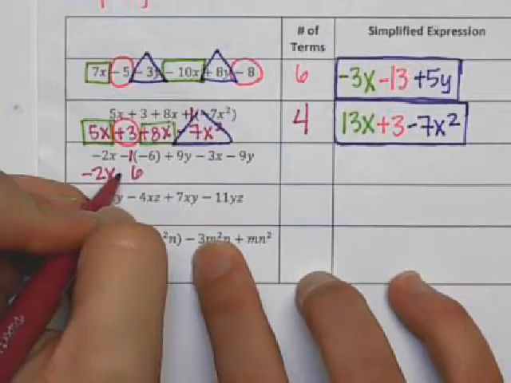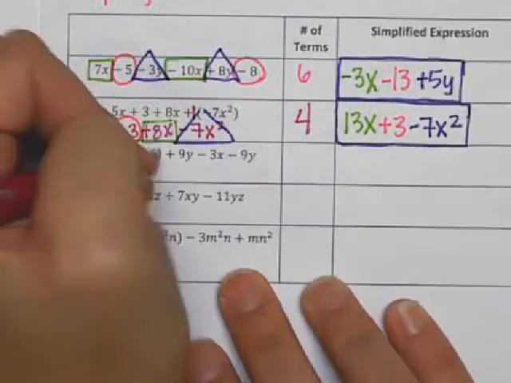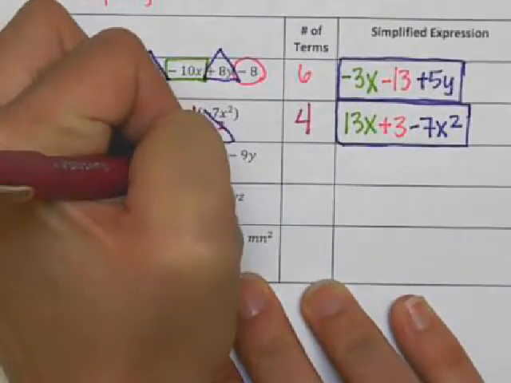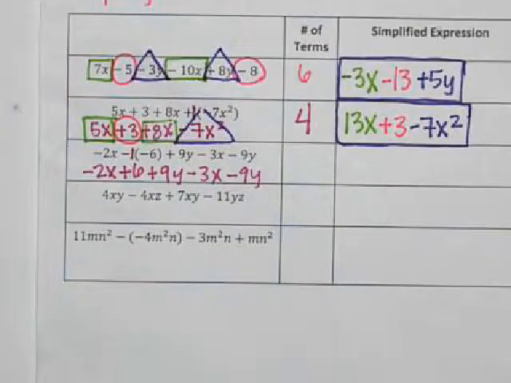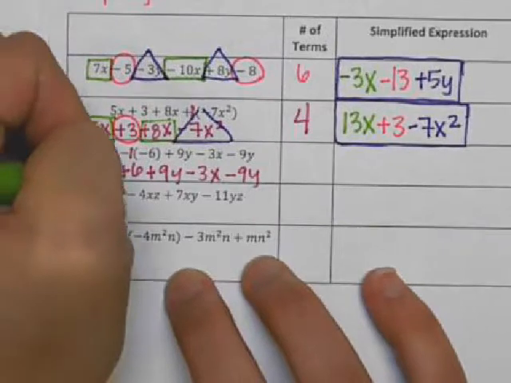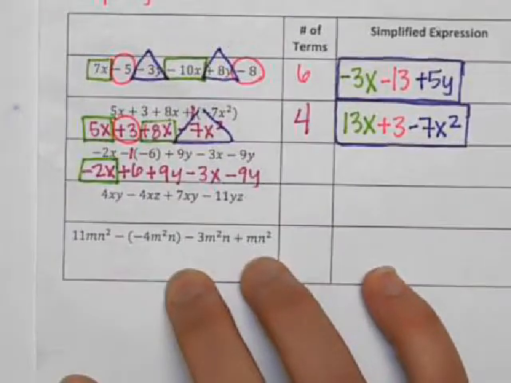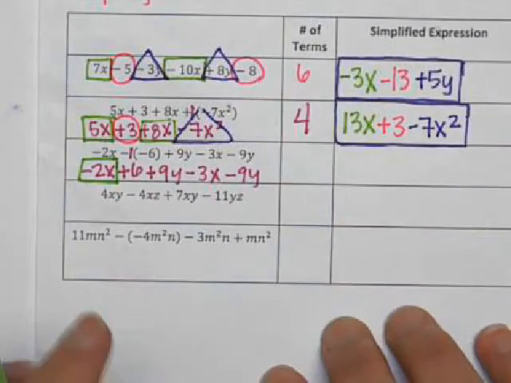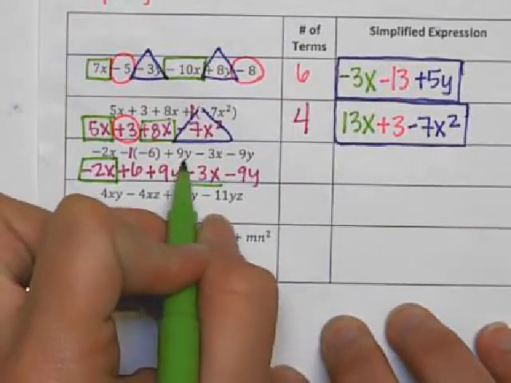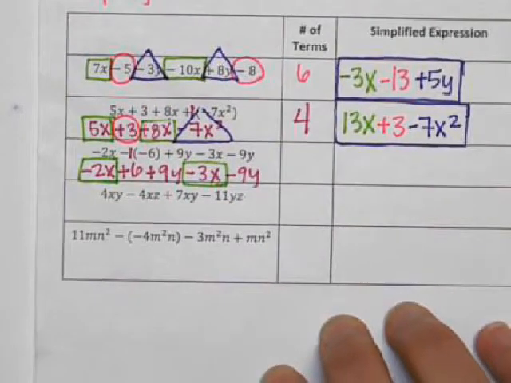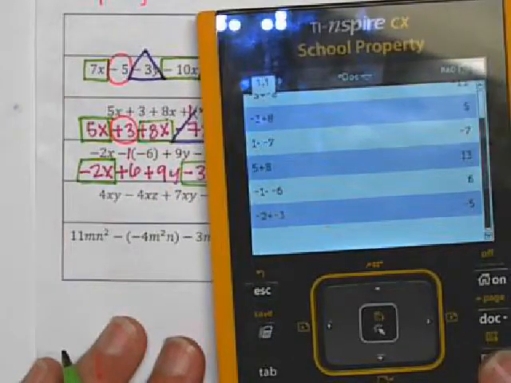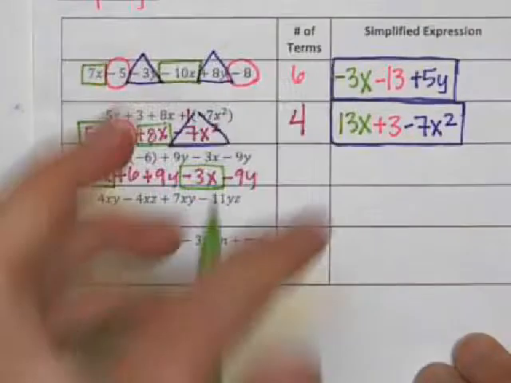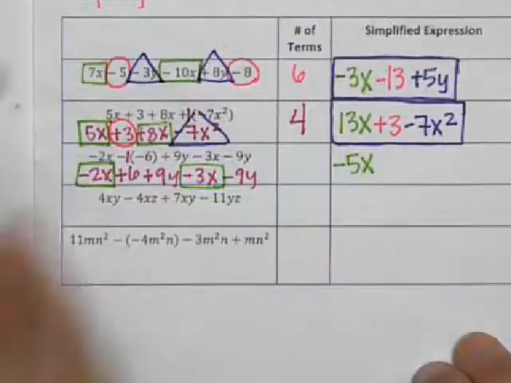-2x, and I've got to have a symbol here, and that's going to be positive, plus 9y minus 3x minus 9y. And I'm going to start with my first term, and I'm going to put a box around my very first term, -2x. And I'm going to look for its like term, the exact same letter, which is -3x. And I'm going to combine, and because I'm combining, I'm going to add. -2 plus -3 gives me -5. And -5 needs an x.